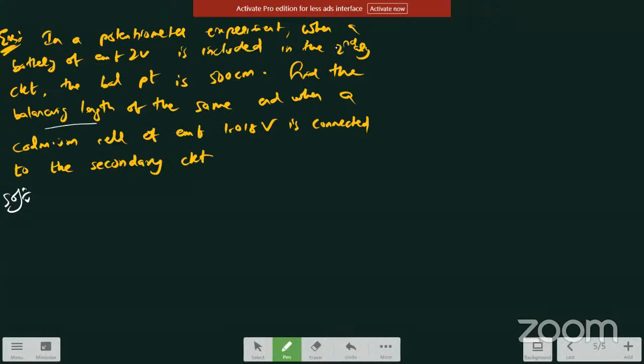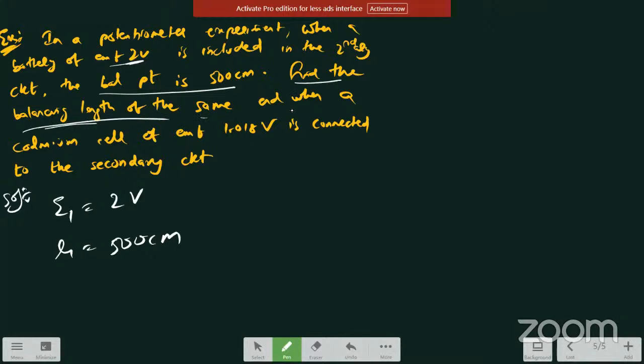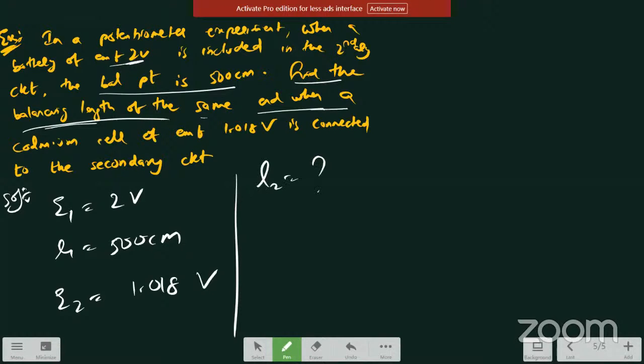In a potentiometer experiment, a battery of EMF 2 volt is included in the secondary circuit, and the balance point is given. So E1 is 2 volt and the balancing length L1 is 500 centimeter. Find the balancing length from the same end when a cadmium cell of EMF, that means E2, is 1.018 volt is used. What is asked here? The new balancing length, that is L2.